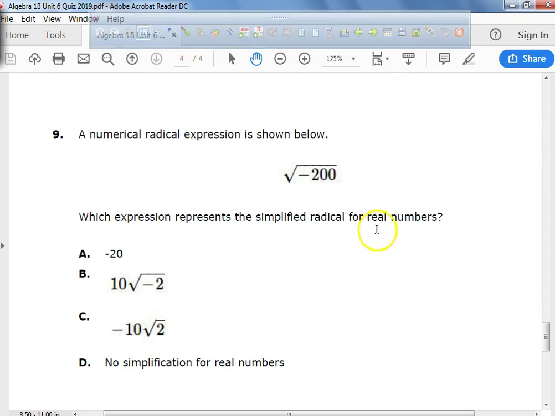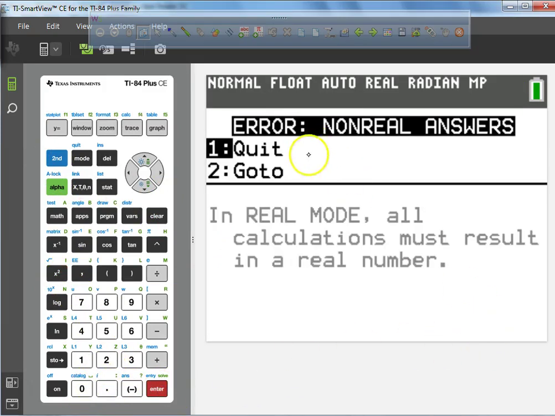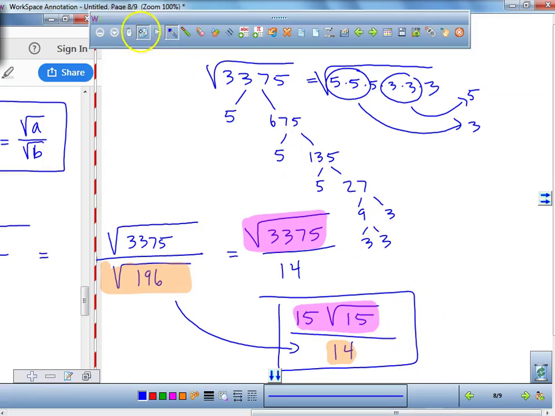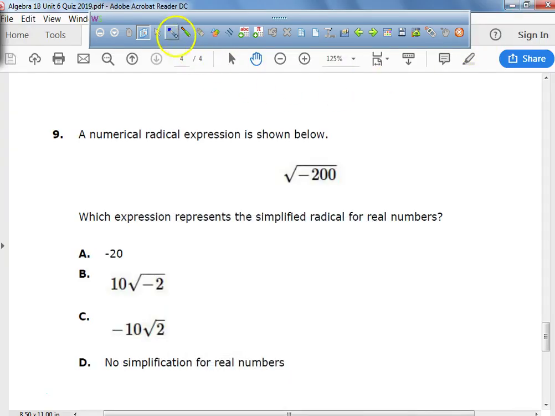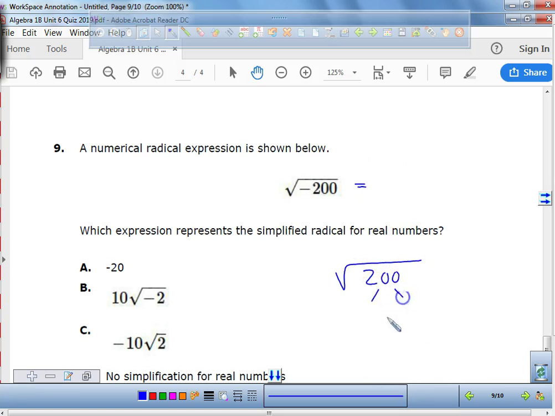What does it say? Real numbers. Okay? I don't have time to go into it. You'll get this in algebra 2. But the square root of negative 200 is not a real number. It says error, non-real answer. Okay? Now, let me explain to you real quick what the answer would be if you were in algebra 2. Now, that breaks down to 100 and a 2, that breaks down to a 10 and a 10.